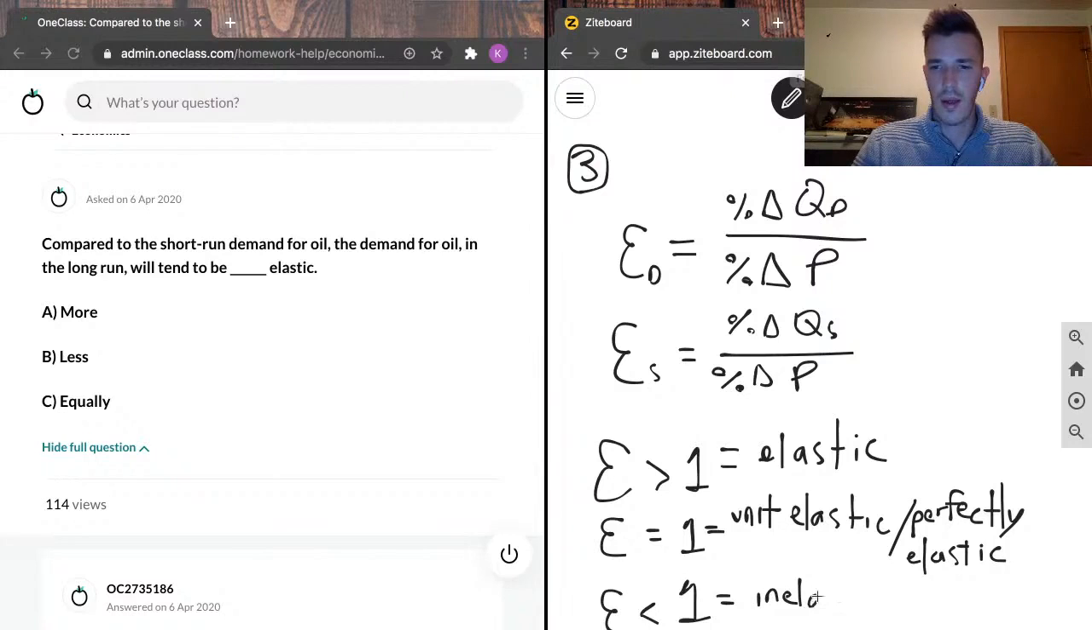Lastly, you should note that when referring to elasticity, we always take it in absolute terms. Should probably include that in these formulas here. So the absolute value of elasticity is what we care about.